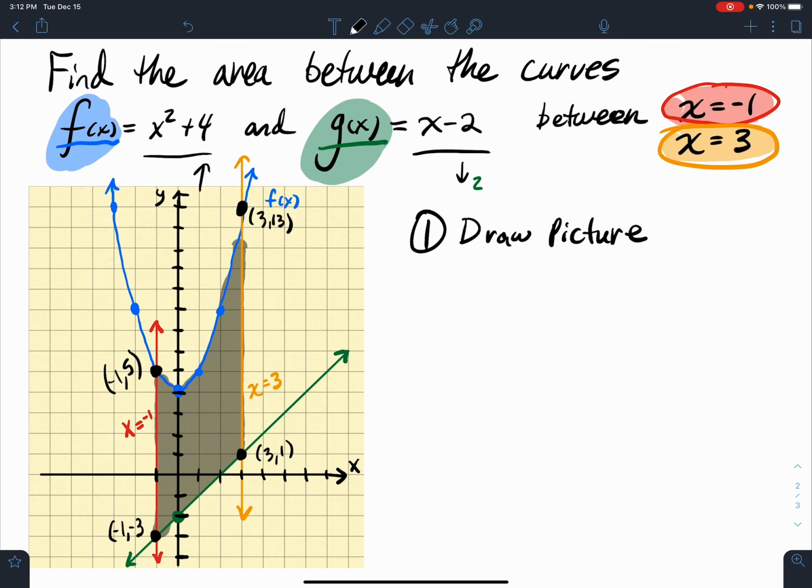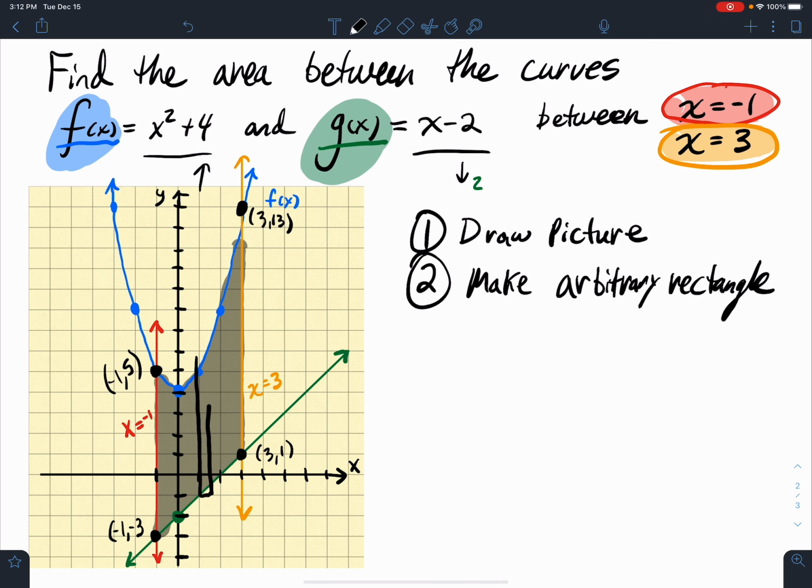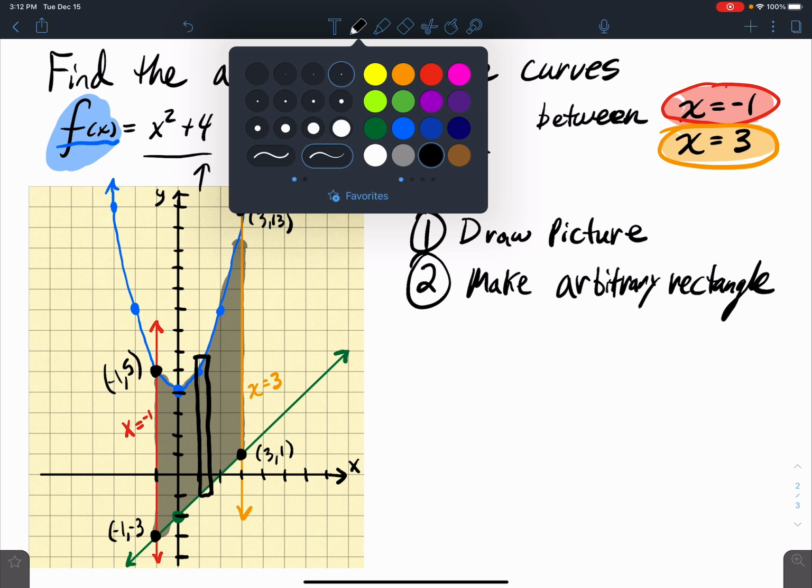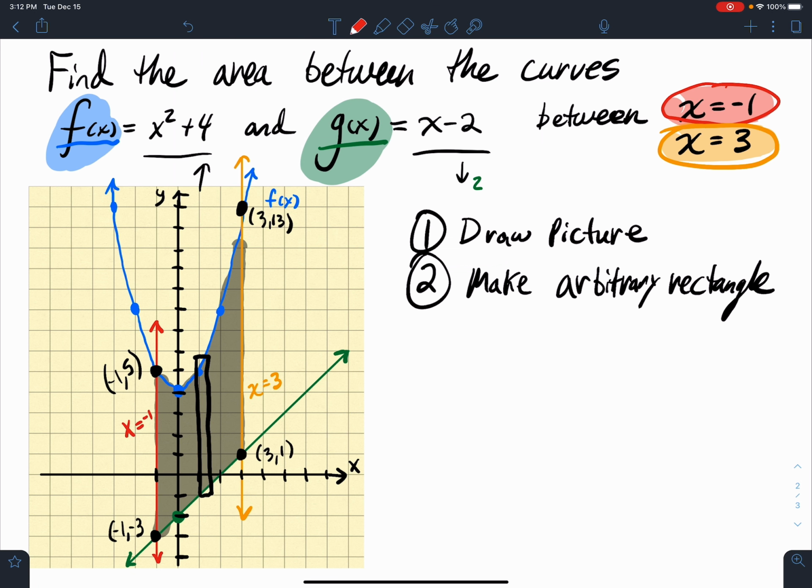Now, number 2, after I draw, number 2, make an arbitrary rectangle. So what do I mean by making an arbitrary rectangle? Come in here and draw you a rectangle where you have top minus bottom, okay? And then whatever, is it x easy or y easy? Well, I have to ask the question, is it easier for me to integrate with respect to x or to integrate with respect to y?